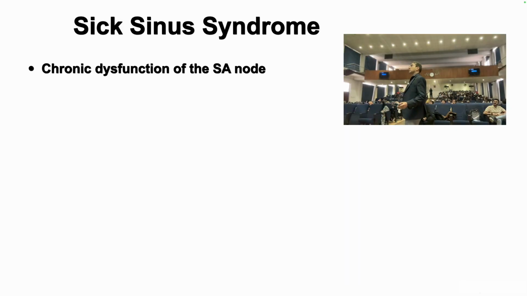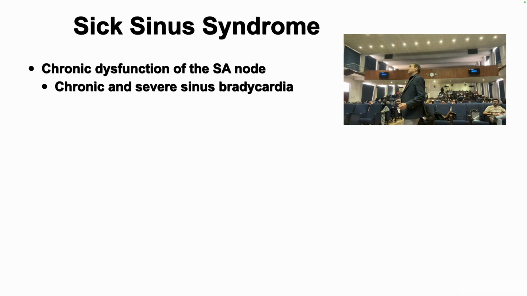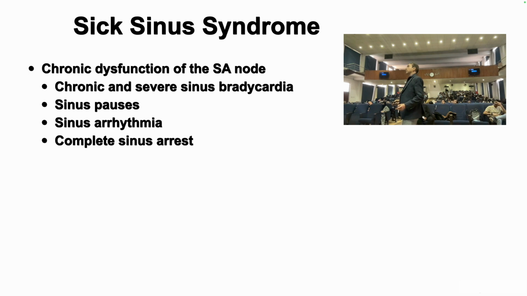Sick sinus syndrome is chronic dysfunction of the SA node. Patient has chronic severe sinus bradycardia. There may be sinus pauses, there may be sinus arrhythmia, and there may be complete sinus arrest. May not be firing any impulse. Then you may have different rhythms. What is the tissue which takes over after the sinus node? So it may be the atria or the AV node.